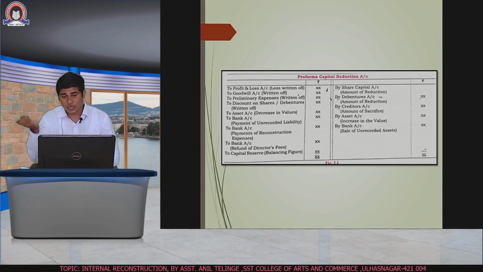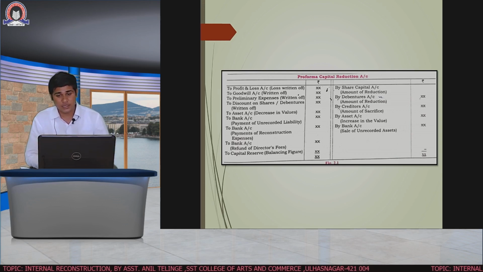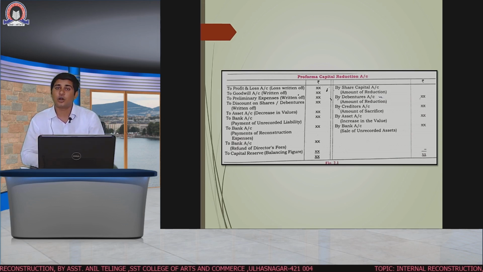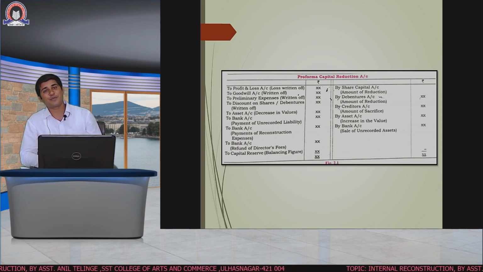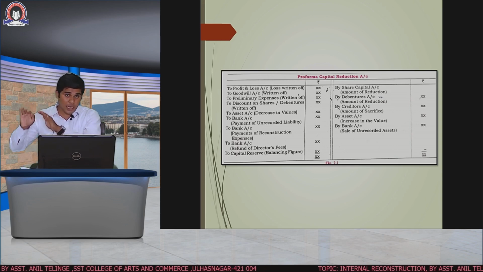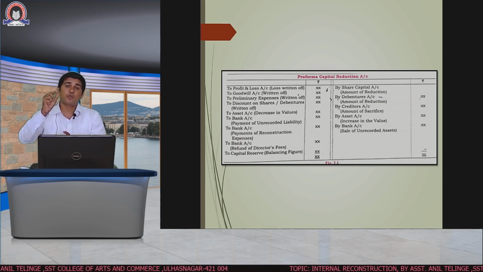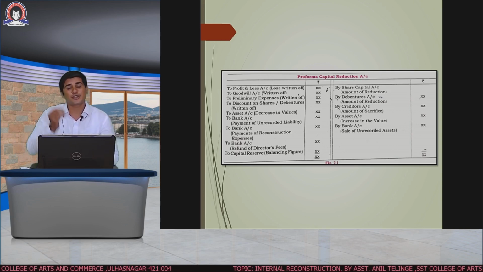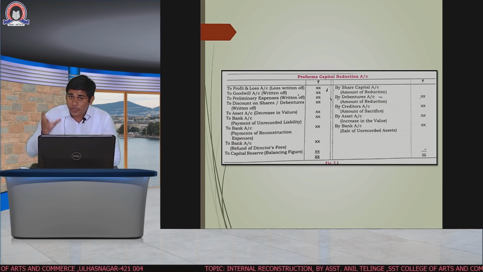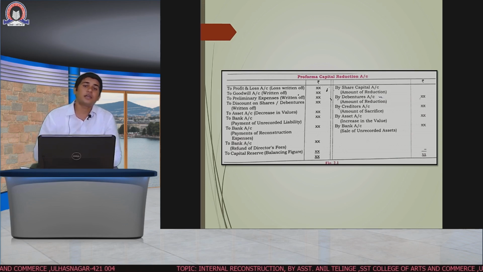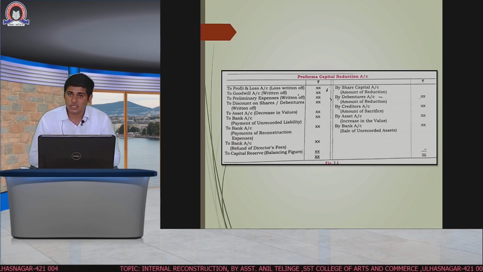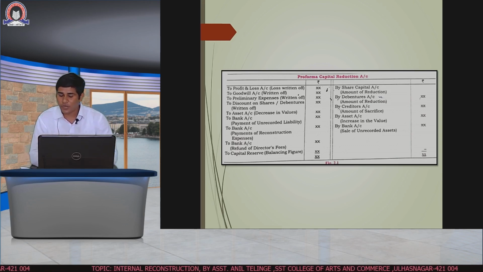See the share capital, by share capital, by debenture, by creditor, by asset if increase in value, and by sale of any unrecorded assets. All are mentioned on the credit side of the capital reduction account. When there is a decline of share capital, say 10 rupee shares you decline to 5 rupees, it is nothing but a little financial support to the organization, and all that financial support is internally conducted by the organization. That's why our chapter name is internal reconstruction, through the support of internal management.